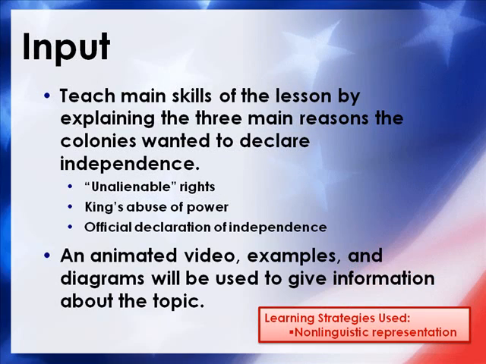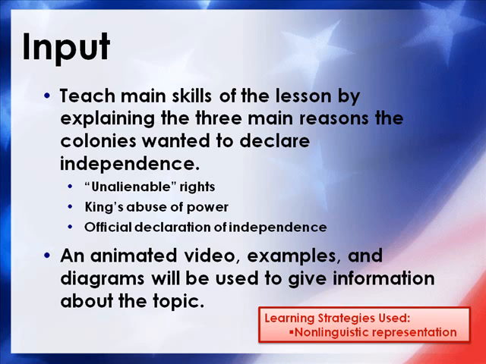During the input section, I would teach the main skills of the lesson by explaining the 3 main reasons the colonies wanted to declare independence. The Declaration of Independence states the rights Americans are born with and cannot be taken away. These are the unalienable rights of life, liberty, and the pursuit of happiness. Next, it says that if a government abuses these rights, people should be free to create a new government.